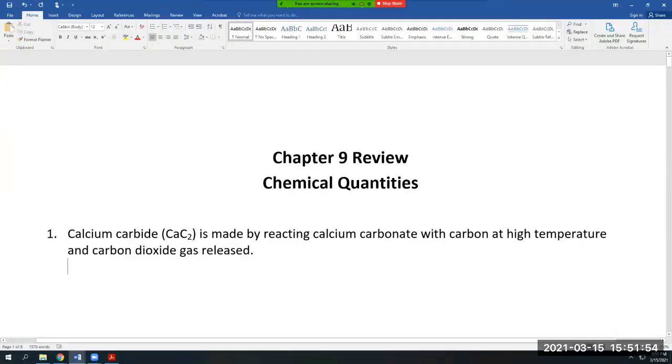So this is the first meeting on the Chapter 9 review, and Chapter 9 is on chemical quantities. So the first question of this Chapter 9 review is: calcium carbide, CaC2, is made by reacting calcium carbonate with carbon at high temperature, and carbon dioxide is released.